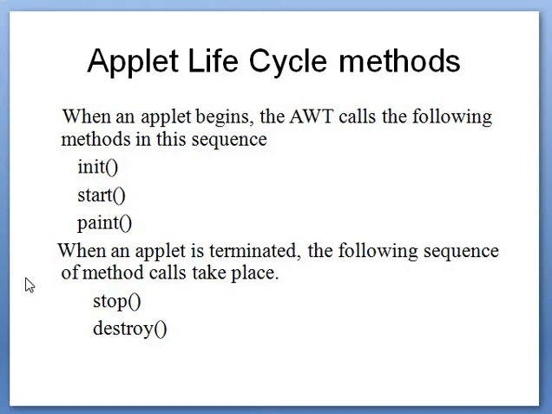When an applet is terminated, the following sequence of method calls takes place: stop and destroy. The order of different lifecycle methods called is init, start, paint, then stop and destroy. After executing destroy, nothing is left. All the memory is cleared.